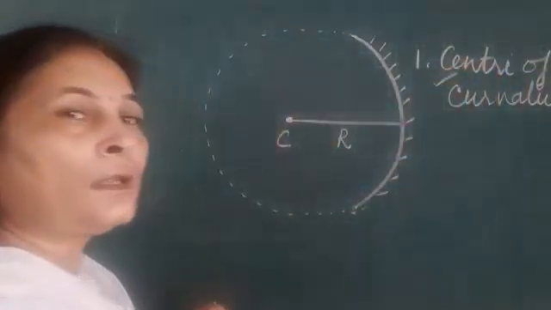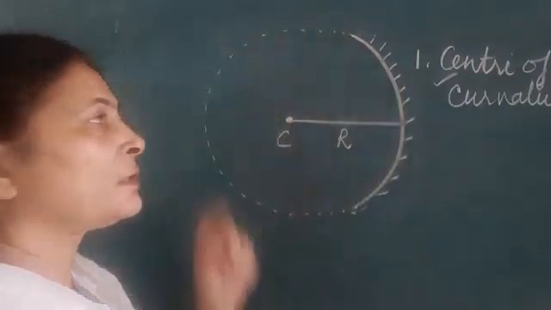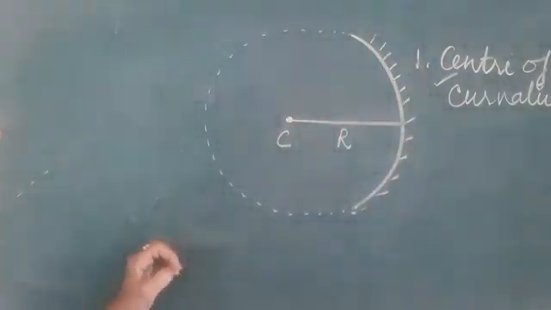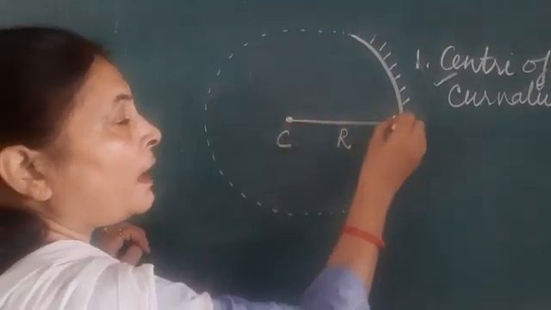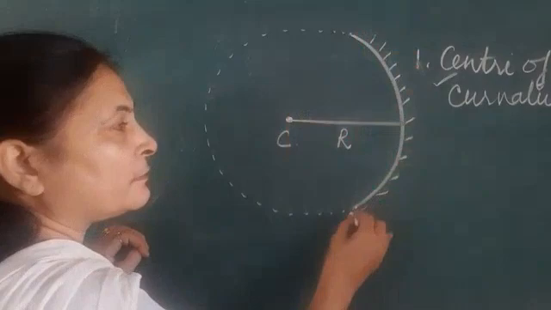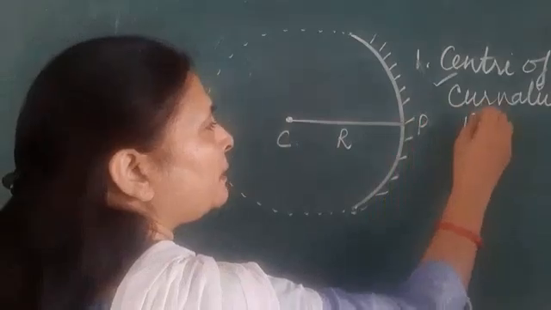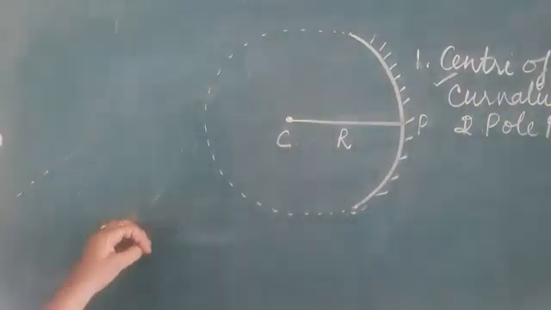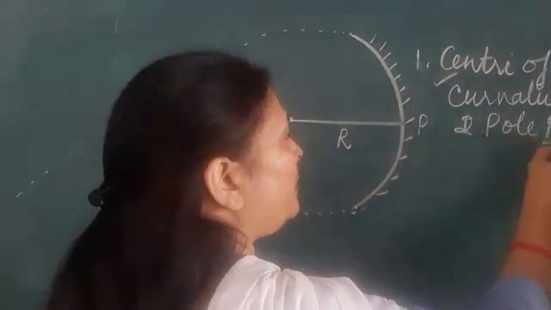Center of curvature, which will be denoted by C. And what is the center of curvature? It is the center of the sphere of which the mirror is a part. And the center of the mirror is denoted by P, and what is this P? This is pole. So this is the second term which you must know. The center of this reflecting surface is pole, denoted by P.